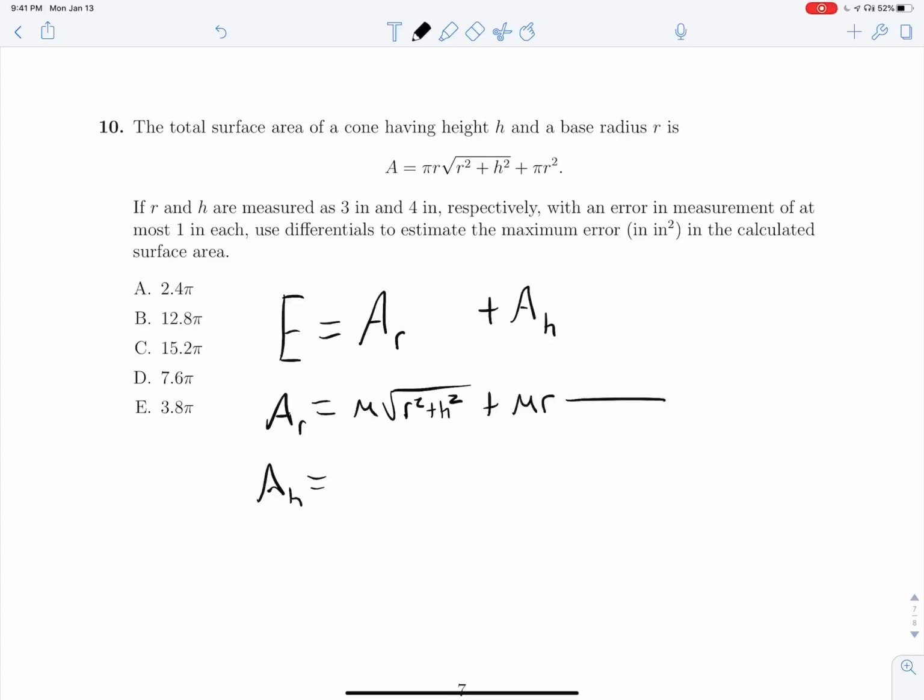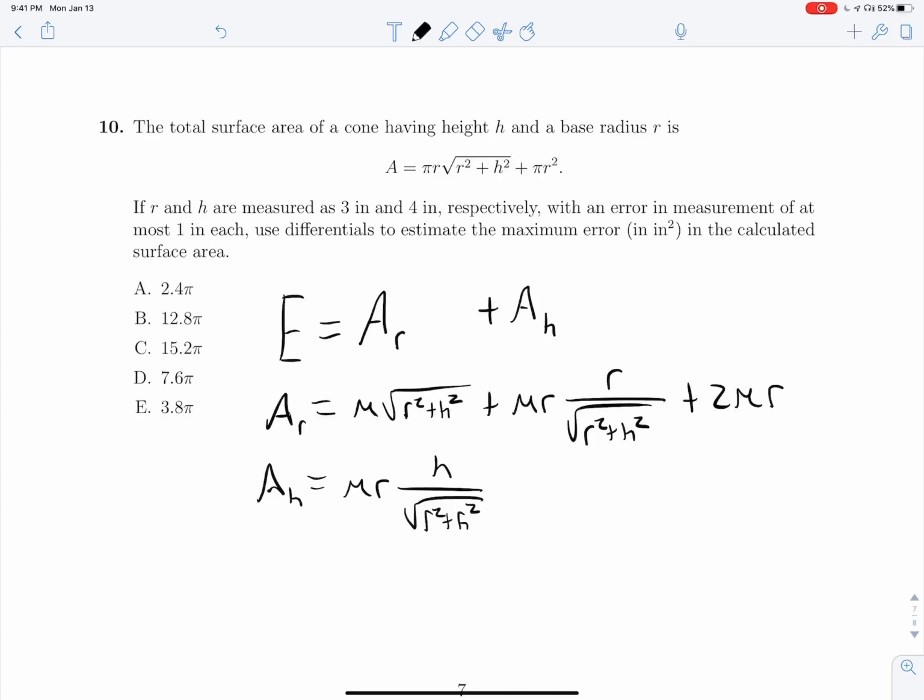R over the square root of r squared plus h squared. Okay, I hope that's correct. And then plus 2 pi r. And then finally our AH is going to be just pi r times h over root r squared plus h squared.